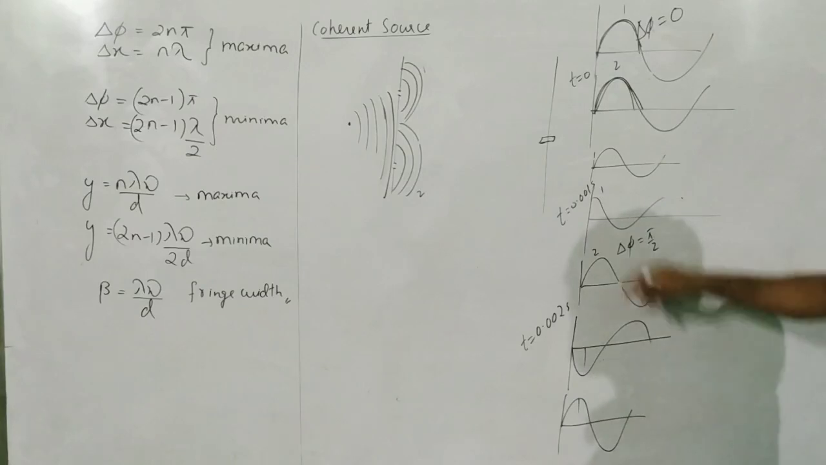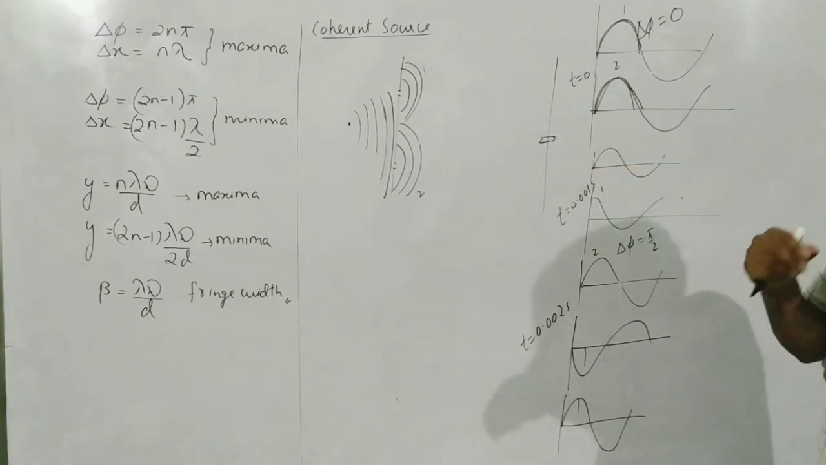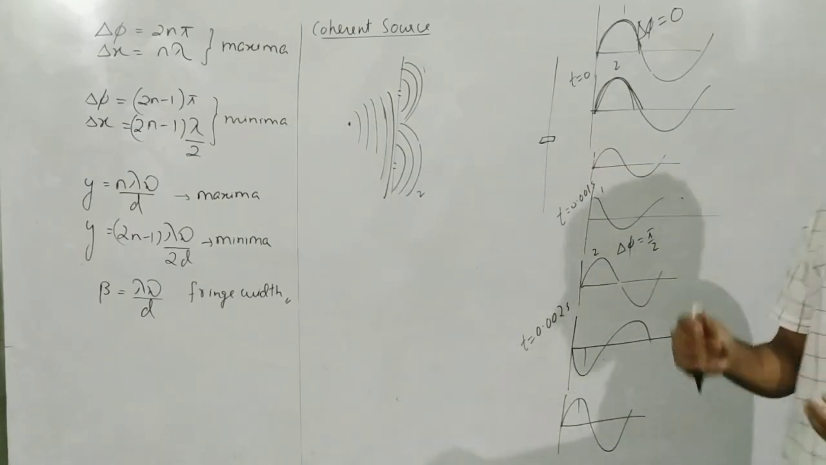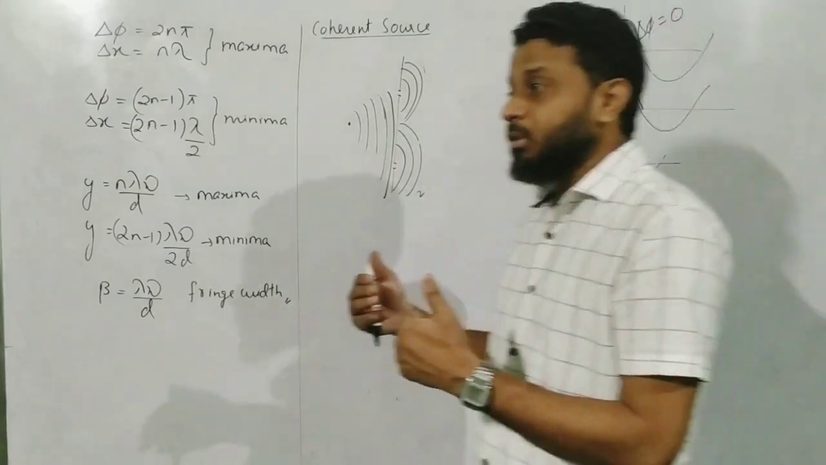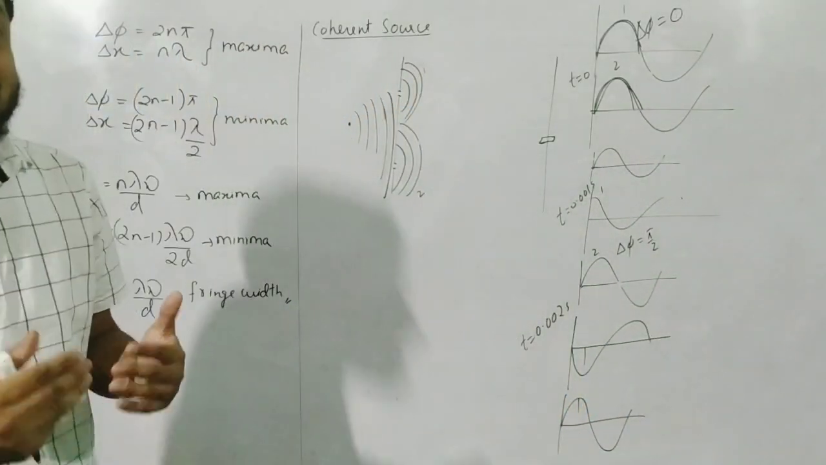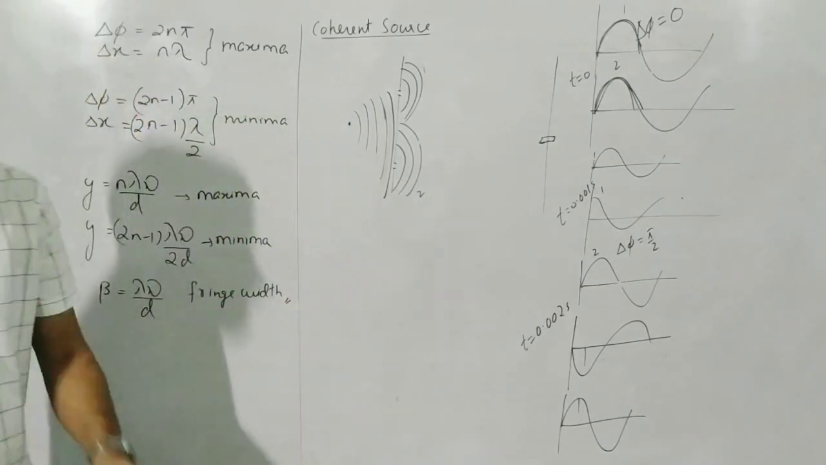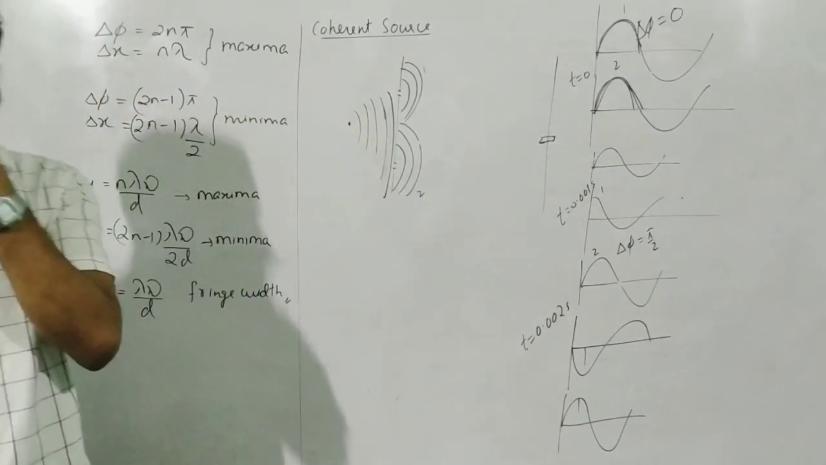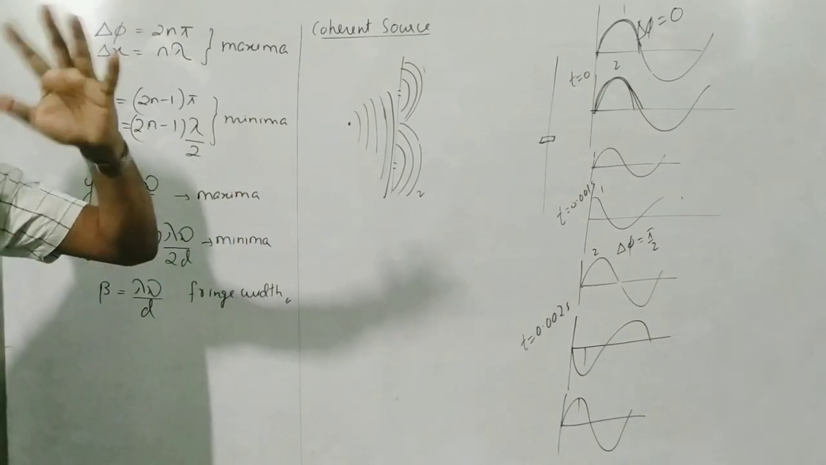Okay, so in that case, the maxima will become minima, the minima again will become maxima, the maxima will again become minima. So what is happening on the screen? You will not get a sustained interference. This is the key word. You will not get a sustained interference. There will be a fluctuation.